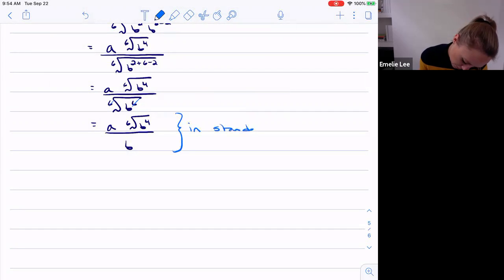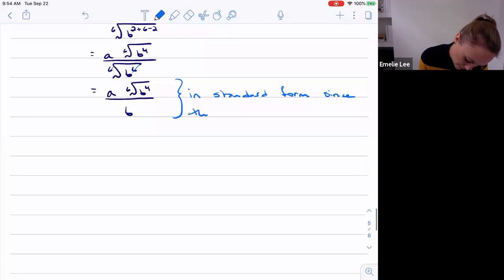In standard form, since there are no roots in the denominator.